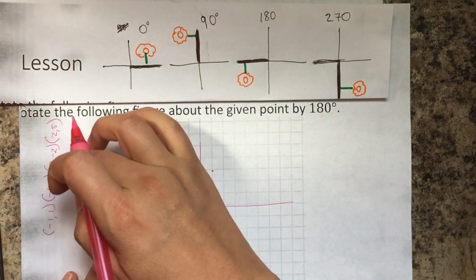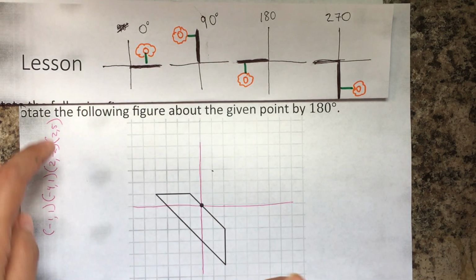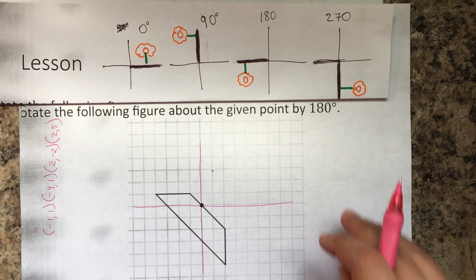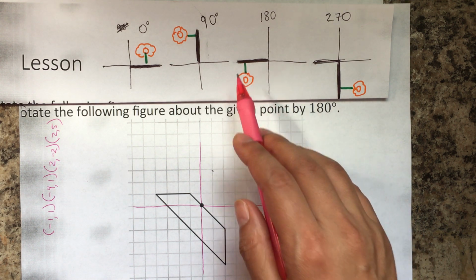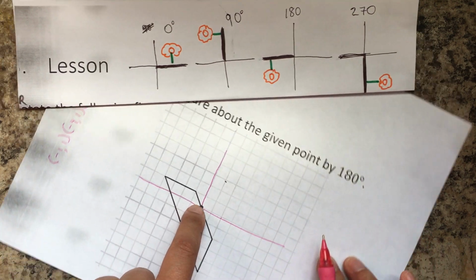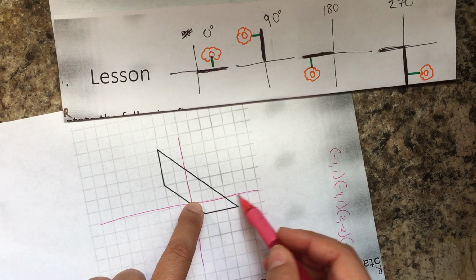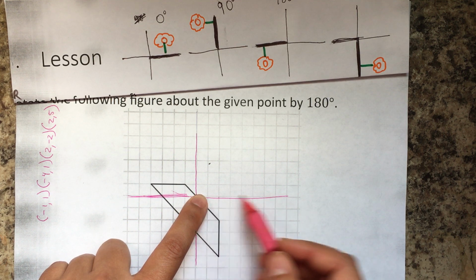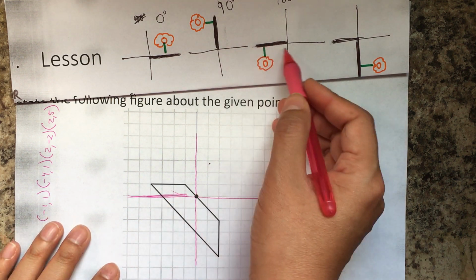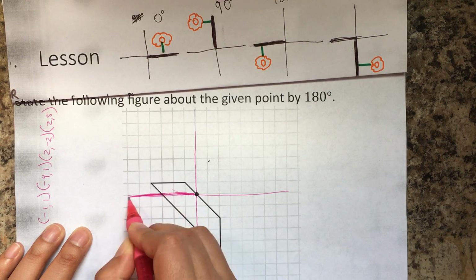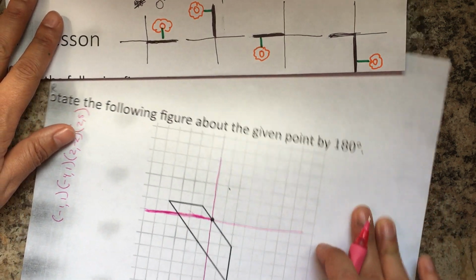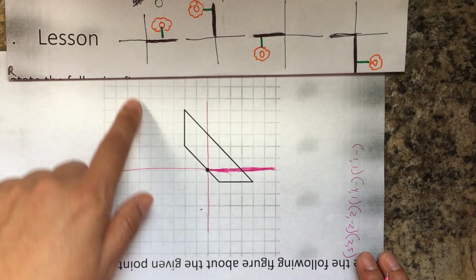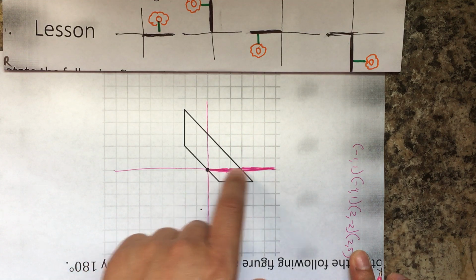Somebody asked me, teacher, how do you know which one to graph first? In reality, you can graph any of the points as long as you graph all of them. It doesn't really matter. Okay, so again, this is gonna be my X. That means I'm gonna turn my page so that this becomes, look, this was my initial floor for 0 degrees. Now this is gonna be my floor for 180. So that means that's my positive X.